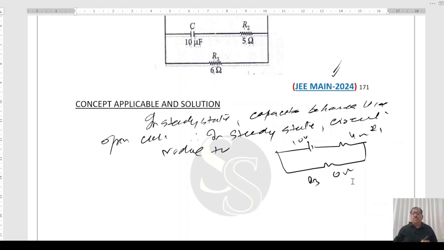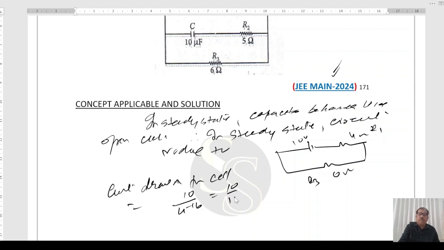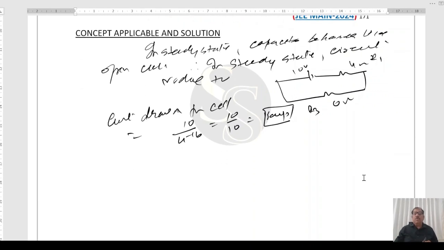So current drawn from the cell is equal to applied EMF 10 divided by 4 plus 6, that is 10 by 10, that is 1 ampere. That is 1 ampere. Right?